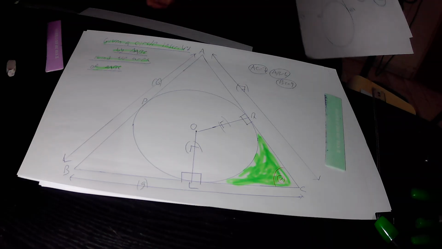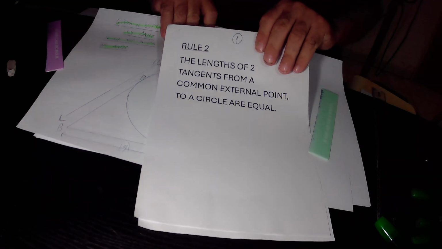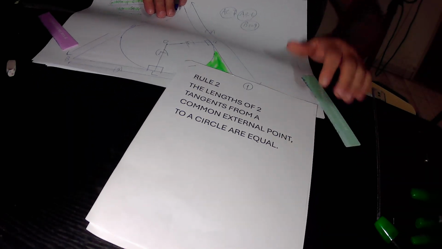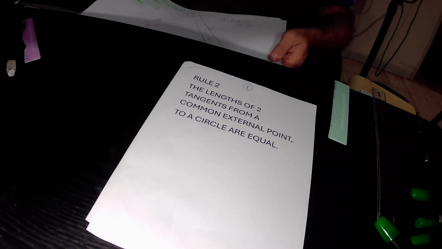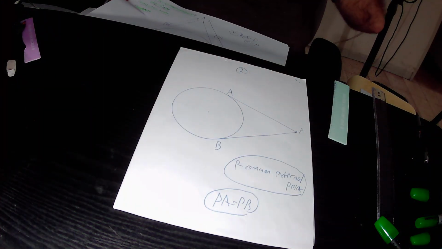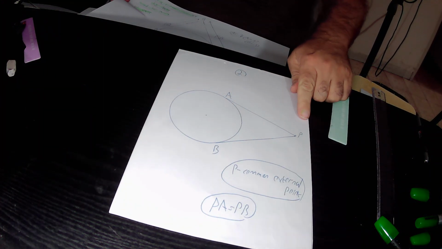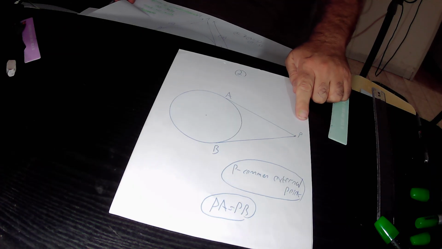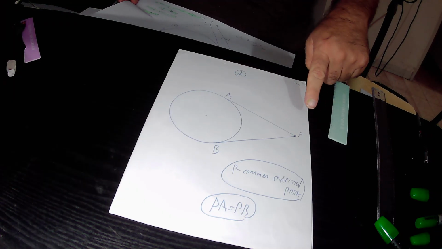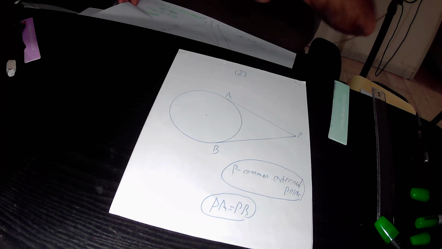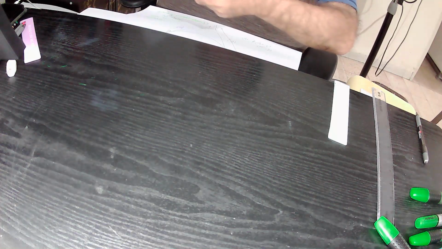Repeat quickly on rule 2. According to rule 2, the lengths of two tangents from a common external point to a circle are equal. In the drawing, we have a circle. This is the common external point P. From this common external point P, we have two tangents to this circle, tangent PA and tangent PB. According to this rule, they are equal to each other. That is to say, PA equals PB. So we can implement rule 2 in our drawing.